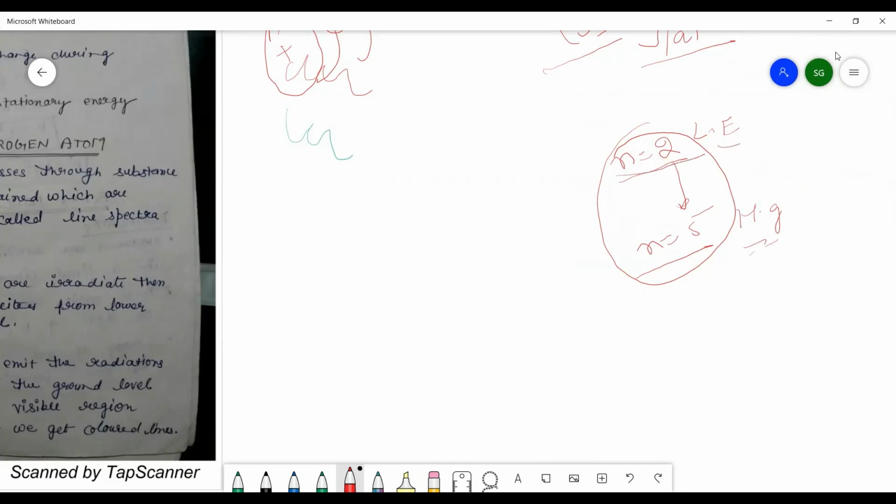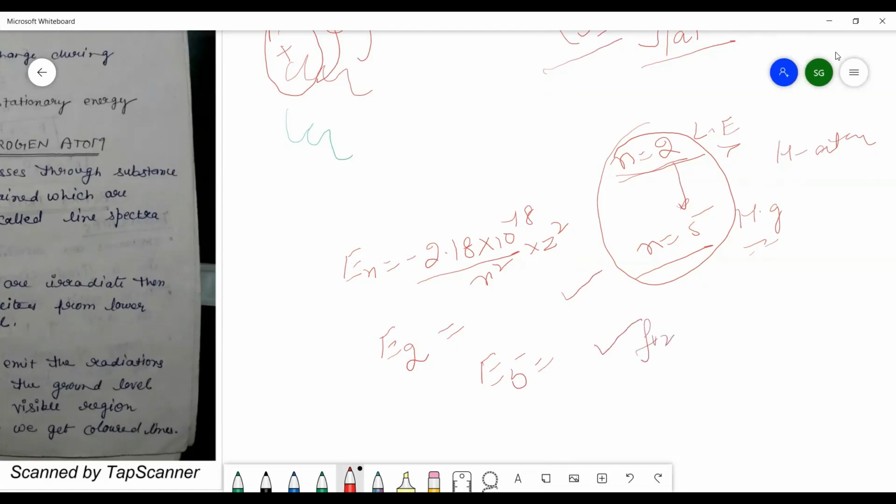In n is equal to 2, the energy is fixed, as we have seen from the formula, that is En is equal to, you have to write down in your copies by yourself, divided by n square into z square. And suppose it is for the hydrogen atom, so Z will become equal to 1. So we can calculate the energy for the 2nd orbit, and we can calculate the energy for the 5th orbit separately. This is the energy of the electron in the 2nd orbit. This is the energy of the electron in the 5th orbit, and it is fixed.